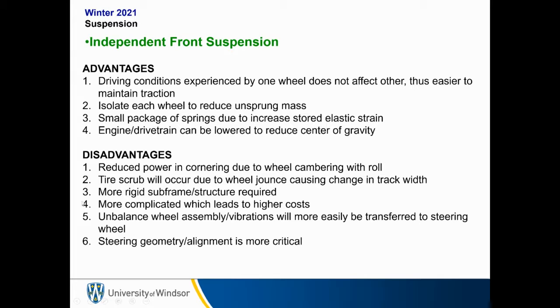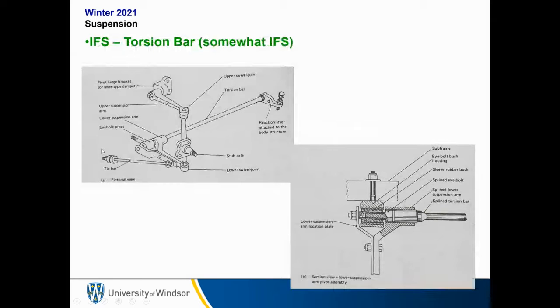Now, you notice a lot of these disadvantages are just more rigid, more complicated, more critical. So it's not that these can't be overcome. These disadvantages can easily be overcome. You just have to spend more money, and it's more complicated. Most modern vehicles, regardless of whether it's a truck, a sedan, or a van, are going to use independent front suspension. It's just safer because you have more traction. So most vehicles nowadays do not include leaf springs for the front suspension. They use independent front suspensions.